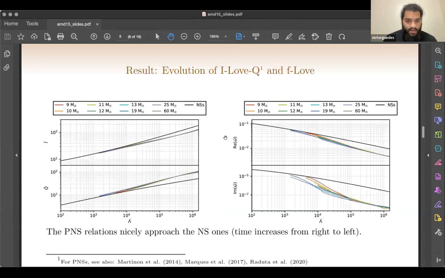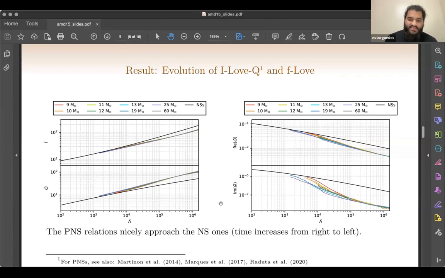And these are our results for the evolution of these universal relations for the proto-neutron stars. Here, I'm showing the I-Love and the Q-Love relations. And here, I'm showing the real and imaginary part of the complex frequency related to the tidal deformability. In both cases, we have here the black curve denoting the neutron star case, and the colorful curves denote the proto-neutron stars generated by the different mass progenitors. So in both of these cases, we see that the proto-neutron star relations nicely approach the neutron star relations. In this case, the post-bounce time increases from right to left because we are approaching the more compact model, so the tidal deformability is decreasing.